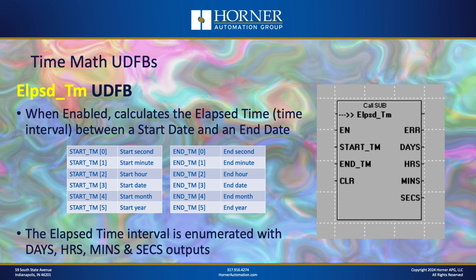Okay, so let's go through those. We've got an elapsed time user-defined function block where we have a start time and an end time that are specified, and then the result of that are the number of days, hours, minutes, and seconds of elapsed time between start and end. And you can see that both start time and end time are in the form of an array that's in seconds, minutes, hours, dates, months, year. And if you sat down and thought about how you would do this logic and really thought about it, you'd realize that it's a fair amount of work. So take advantage of this function block.